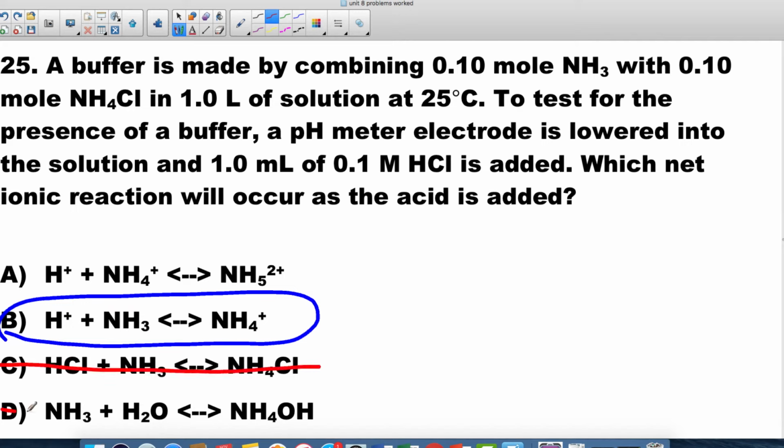D is not right because it's just ridiculous. And A is not right because the A plus doesn't mix with the NH4. The A plus mixes with the NH3.